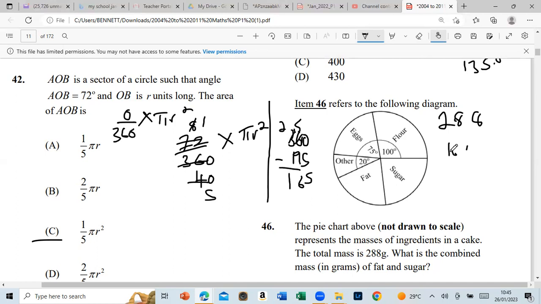Why is that? Sometimes it moves away, you know, man. So I can fix it. So it's 165 over 360 times 2 here. So all the cancel down.